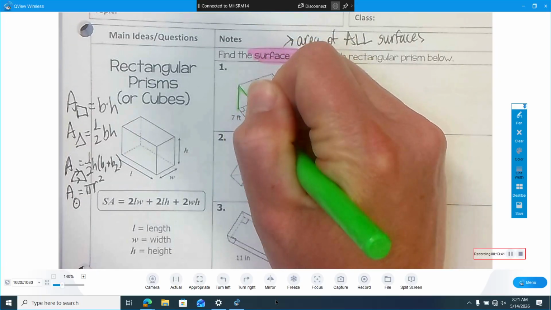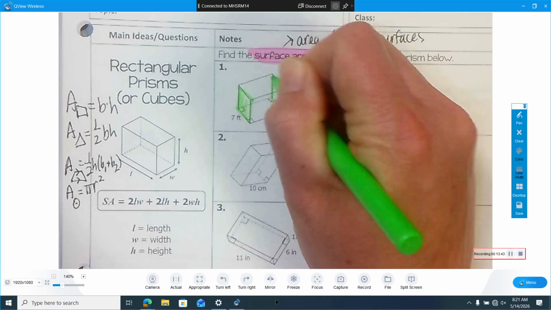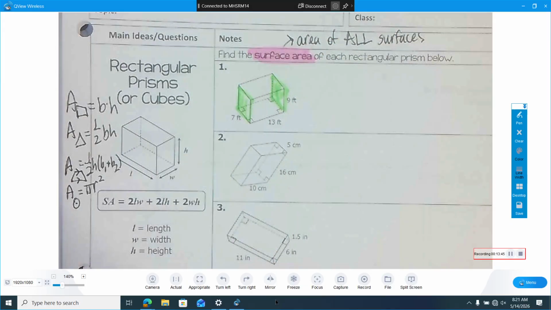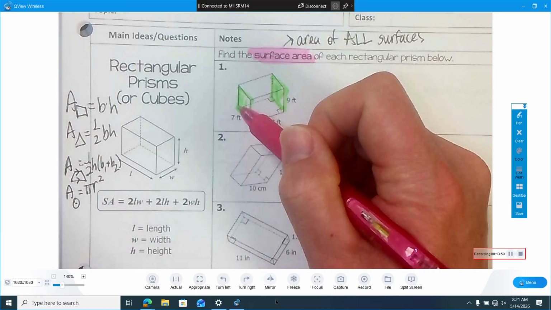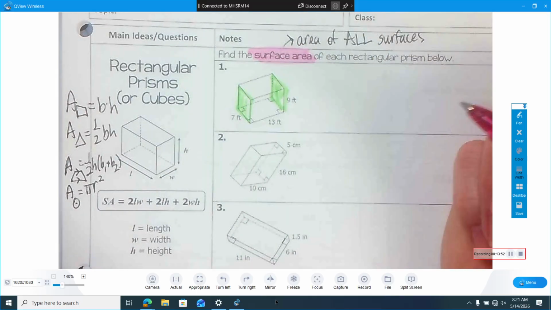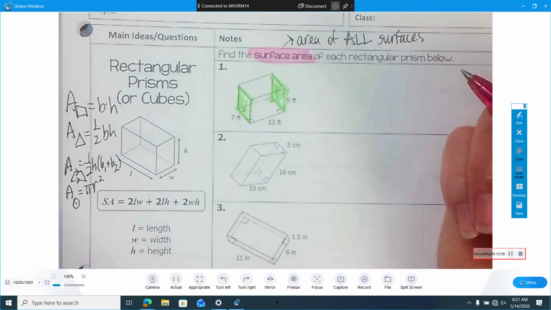finding these areas here of the two sides, the left and right. How do I find the area of these? What shape are they? Squares. They're not necessarily squares. They are rectangles. All right.